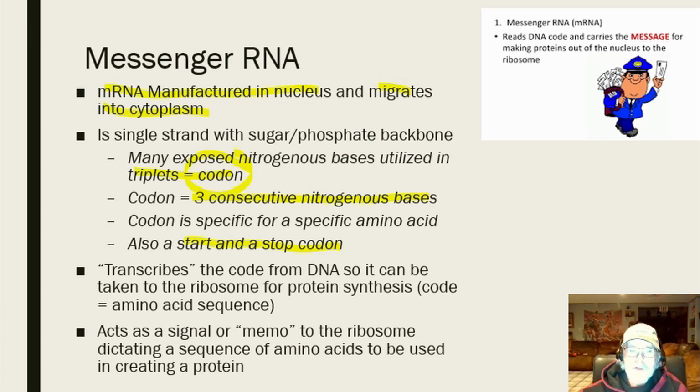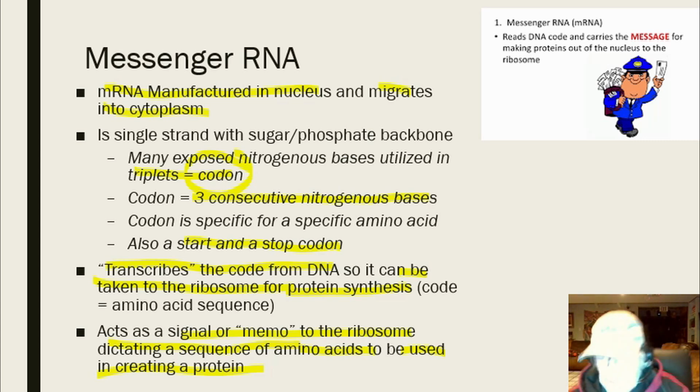Okay. So what it does is it transcribes the code from DNA, so it can be taken to the ribosome and the ribosomal RNA for protein synthesis. It's the code for the amino acid sequence. So it sort of acts like a signal or a memo to the ribosome that dictates the sequence of amino acids used in creating a protein. So where is the code for making that protein? Well, the DNA. Okay, we all know that. That's a piece of cake.